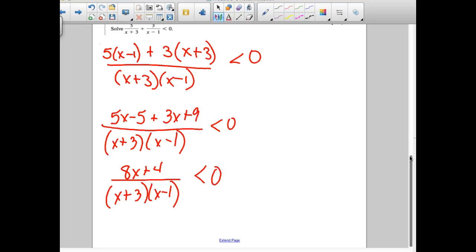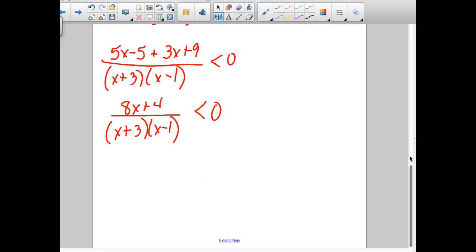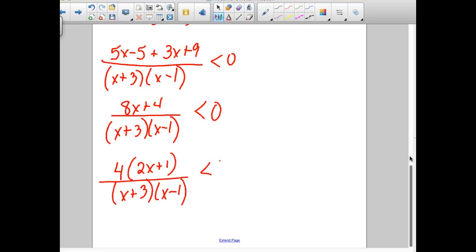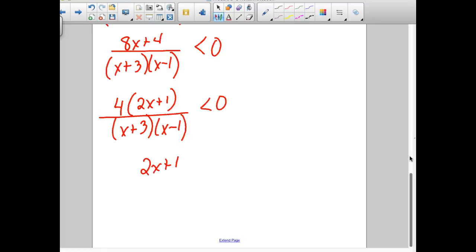Now, we could go and solve that just the way it is now, right? We could make a sign chart. Yes? Could we factor the top? Yeah. What could we take out? 4. We could take a 4 out. And then could we divide both sides by 4 and get rid of that? Would that flip our inequality at all if we divide by a 4? No. So it becomes 2x plus 1 over x plus 3 times x minus 1 is less than 0.